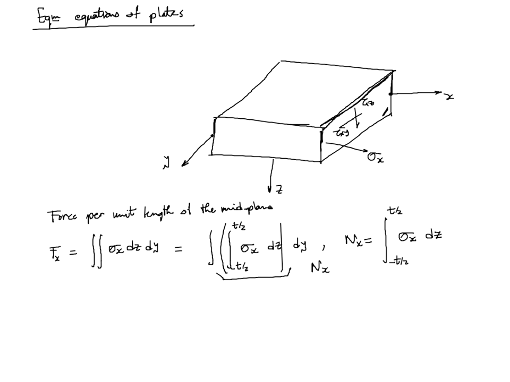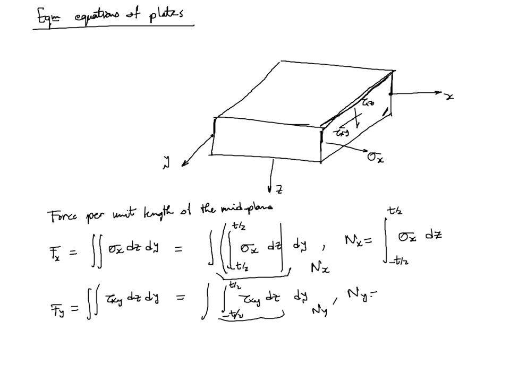Similarly, if we're talking about the resultant force in y direction, we can easily see that it is going to be on this face here. It's just the integration of tau xy dz dy, and this will end up being the integration with respect to z of tau xy dz through the thickness, dy, and this now is again force per unit length in y direction. And this is what we call ny, where ny is just the integration of tau xy dz.